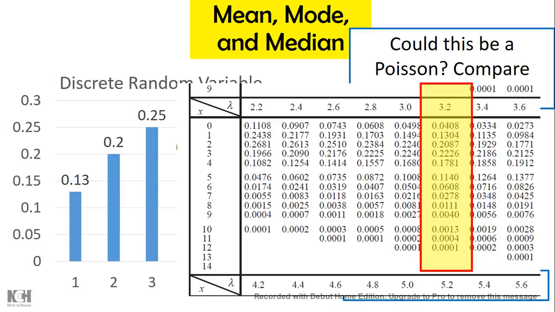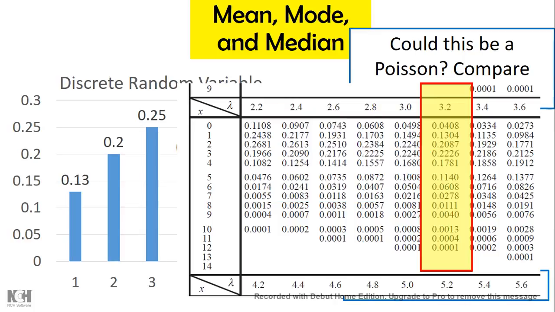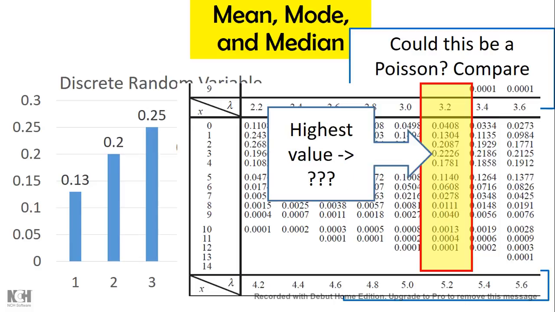Right, so let's have a look. How does this compare across? Let's look for the highest value, because that is our mode. If we look here, the highest value is for 3. Now that's the Poisson, remember, that we're looking at in the table. So we're comparing: the Poisson has a mode of 3, and the discrete random variable has a mode of 3. That's something where they're similar, and you can comment on that.